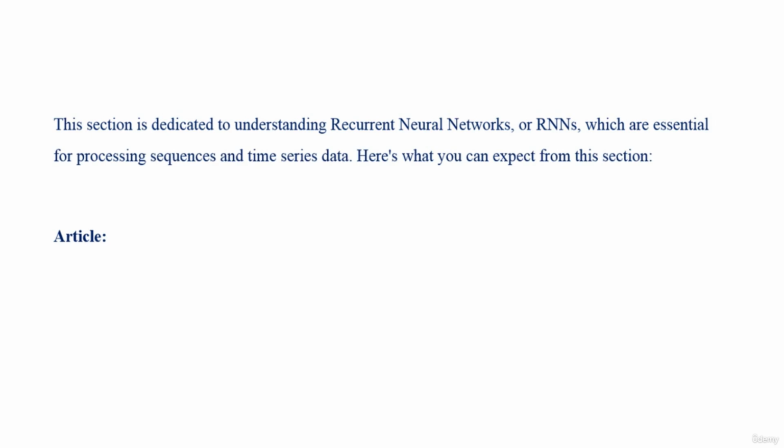Assignment. Topic: Implement an RNN for sequence prediction. Details: in this assignment, you will implement an RNN for sequence prediction tasks. I have provided detailed instructions, along with solution hints, to guide you through the process. Once you have completed the assignment, you can submit it to me for feedback.